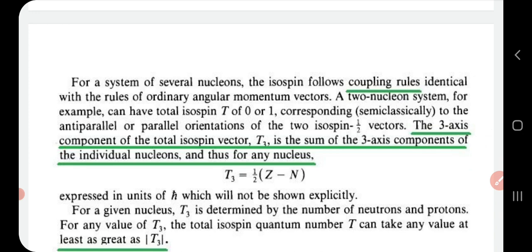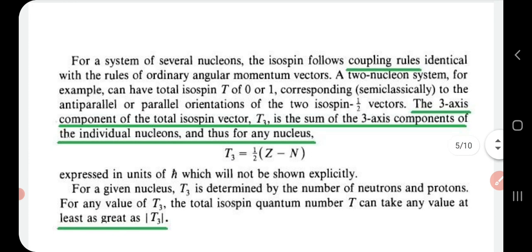Next, we are going to see about the various coupling rules associated with the isospin. A two nucleon system, we are considering it as an example. Suppose that it has a total isospin. Total isospin is represented by the letter capital T. It will have the total isospin T as either 0 or 1. Then T3 is called total isospin vector. So, the 3 axis component of the total isospin vector is T3. T is total isospin, whereas T3 is total isospin vector.